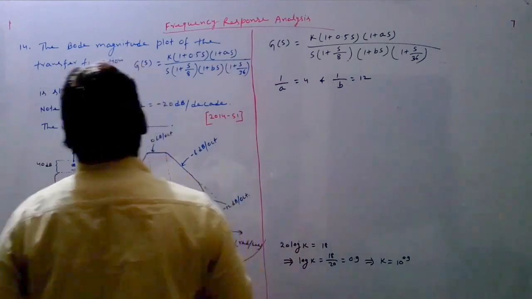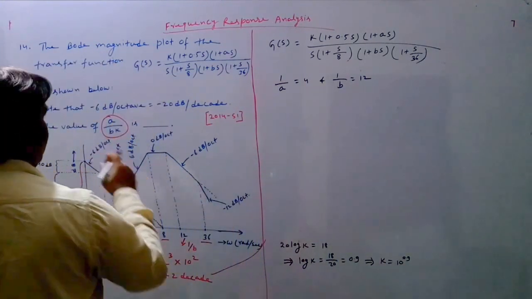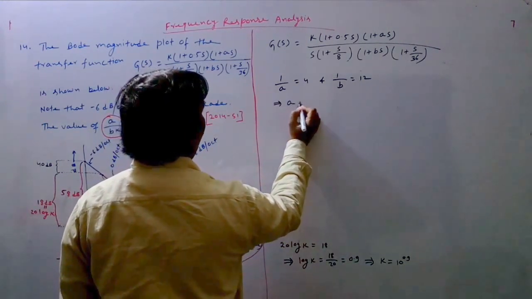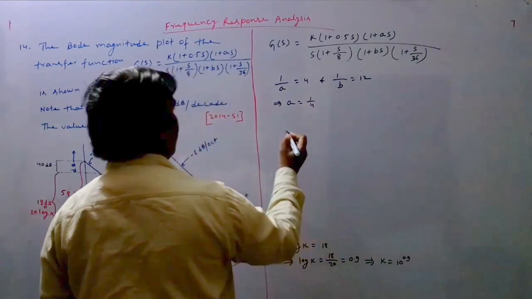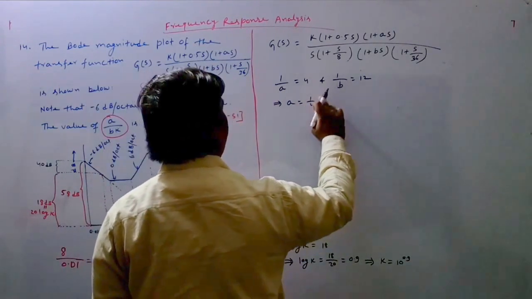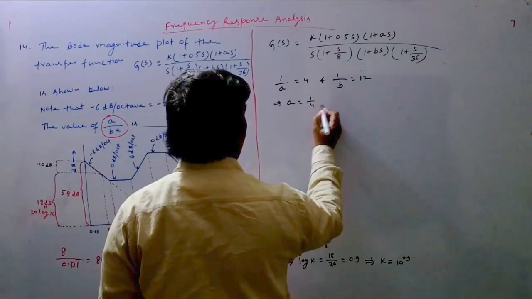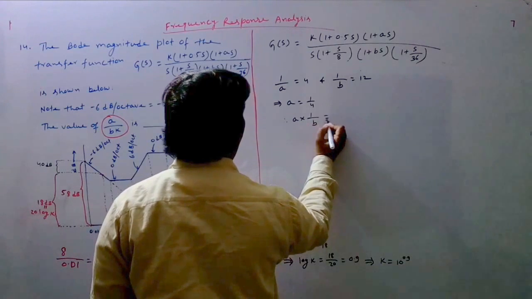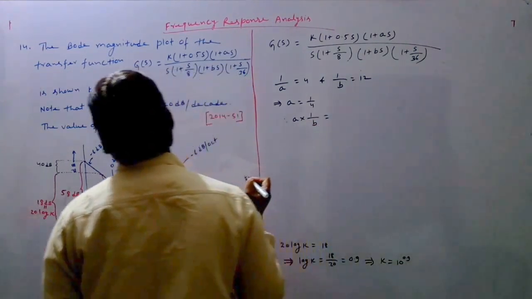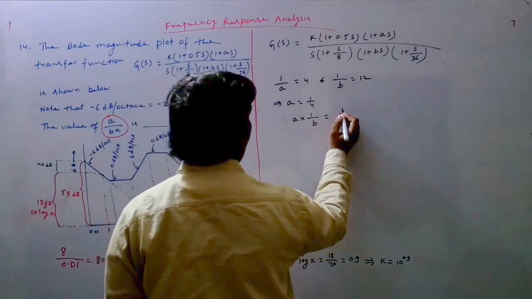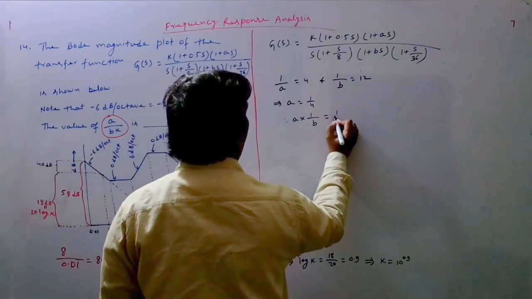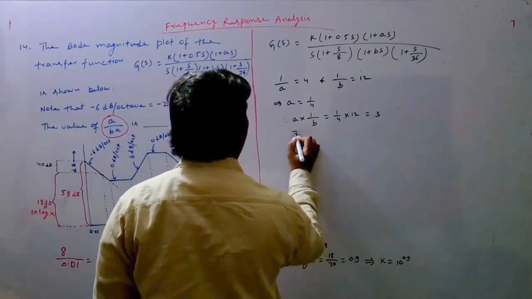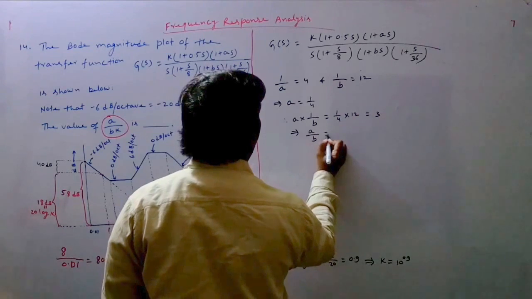Now the question is asking about a by bk. This implies a is equal to 1 by 4. So if we multiply these two, a multiplied by 1 by b will be 1 by 4 multiplied by 12, and that will be equal to 3. So a by b will be equal to 3.